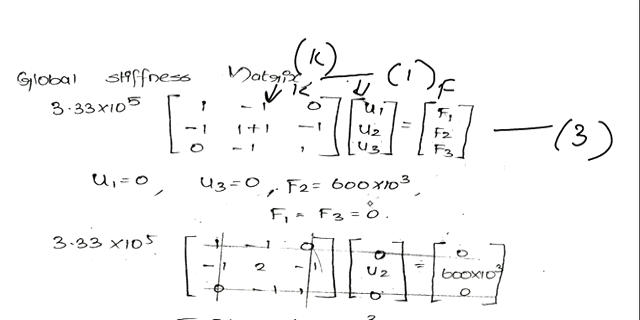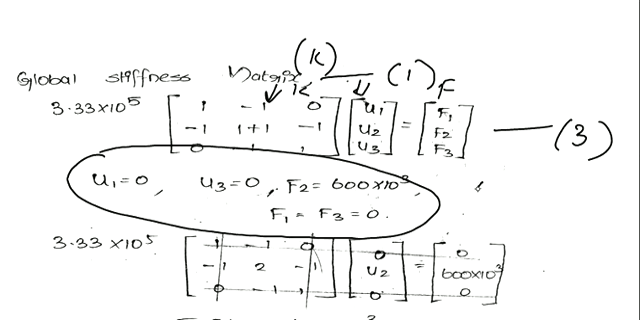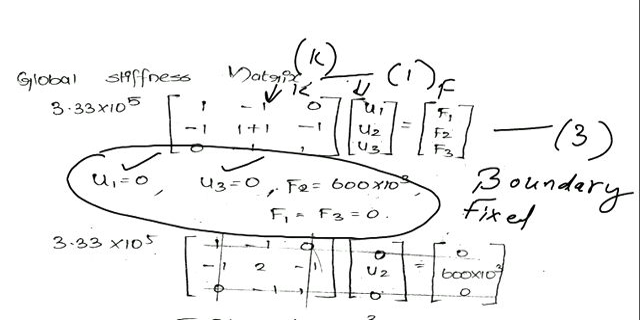After calculating K, finally this is the boundary condition. This is called boundary conditions. So for the boundary conditions, from the geometry, how to identify? Like here u1 and u3 are 0 because they are fixed. The load is applied at node 2, so there will be f2, and there will be no load at 1 and 3, so you have to take 0.